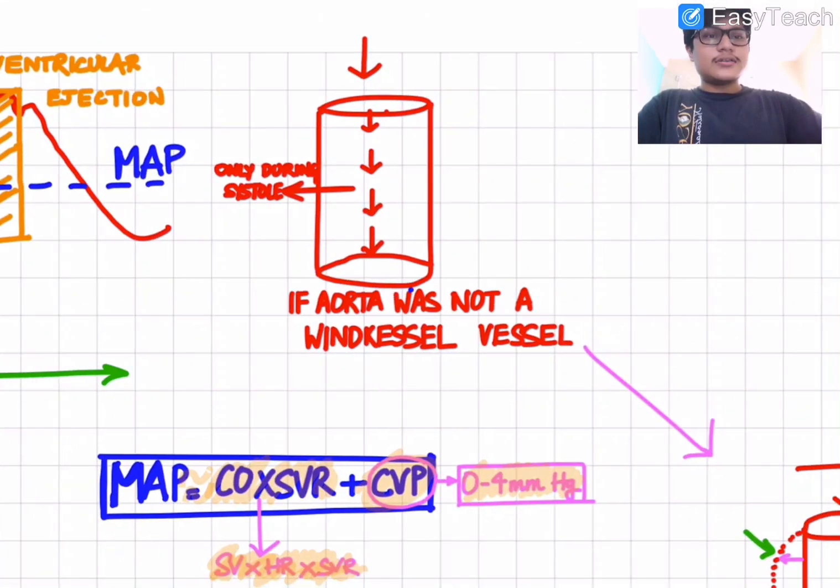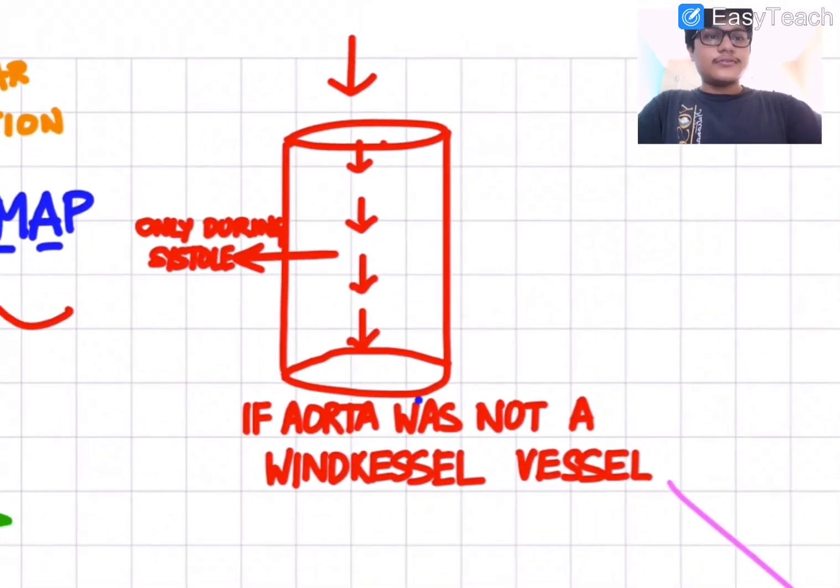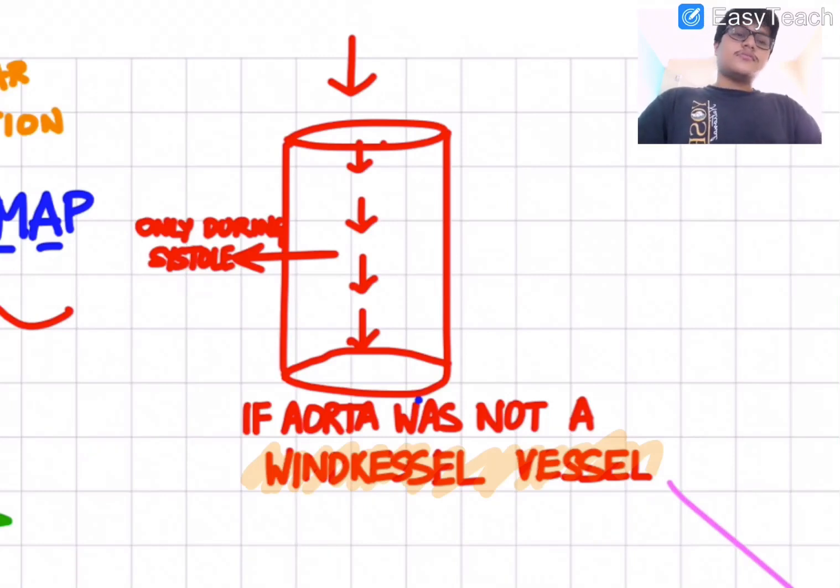Now there is one important concept which I want all of you to know before we progress any further, and that is the concept of a Windkessel vessel. So, what is meant by a Windkessel vessel? Windkessel in English typically refers to an air chamber. But in cardiology, it refers to large arteries like the aorta, the carotids, the femoral arteries, and they are called Windkessel vessels because of their elastic nature.